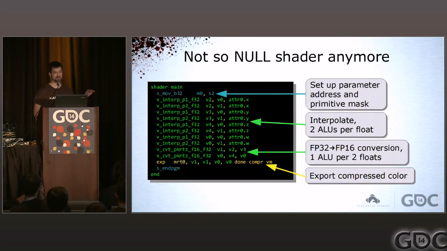Basically like an interpolation in X direction, then an interpolation in Y direction on screen. And then in the end you have the format conversion for the export, which is 1 ALU per 2 floats. And finally, it's an export instruction there with a compression flag there to indicate that we have done this conversion.